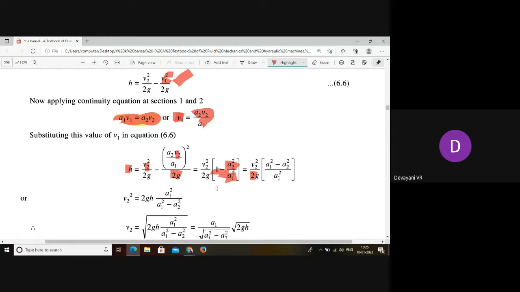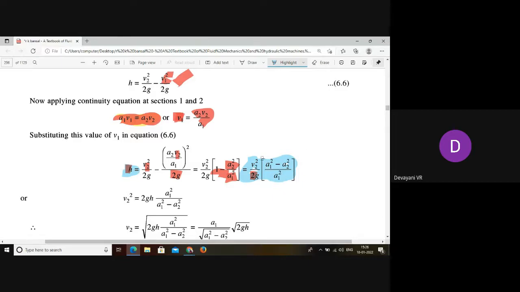Did you understand the derivation? So we took the continuity equation, A1 V1 equals A2 V2. From the continuity equation, the velocity at section 1 can be taken as A2 V2 by A1, and substituting this velocity at section 1 in the pressure head difference equation, that is H equals V2 square by 2g minus V1 square by 2g, and simplifying this, finally we get H equals V2 square by 2g into (A1 square minus A2 square) by A1 square.